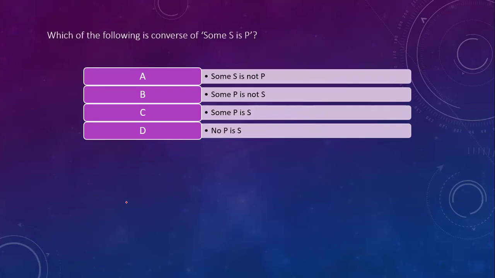Which of the following is the converse of 'some S is P'? Some S is P. Converse. These are the S that are also P. If some S is not P, then some P is not S. Some P is S, no P is S. There is a converse which has the same meaning. We can say it's some P is S. Here you can see some of the P that is also S. So some P is S.